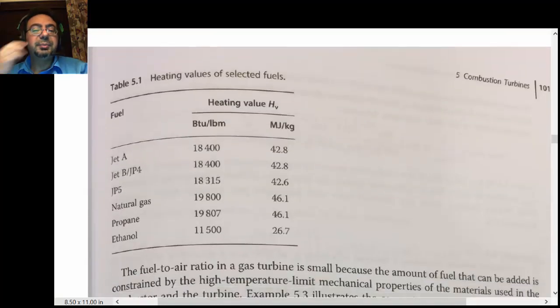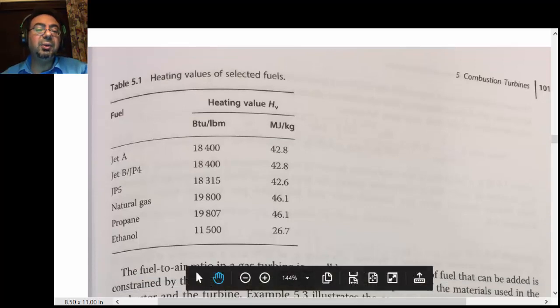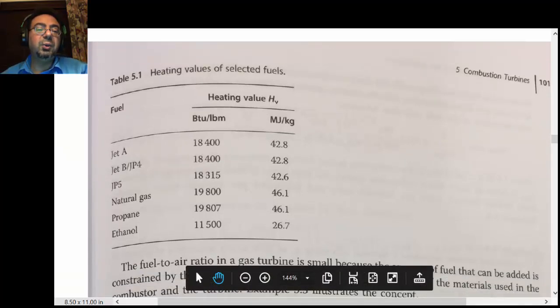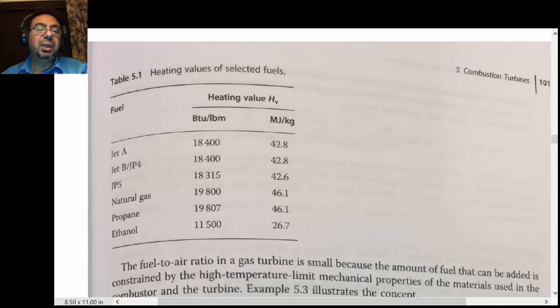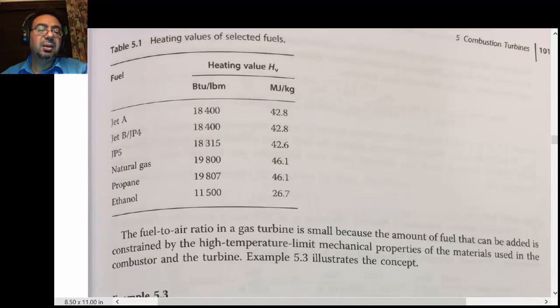So here is a typical heating value for different fuels. Liquid fuel is of the order of 40 megajoule per kilogram. This is the heating value of Jet A, a fuel that military airplanes would use, right? Natural gas is not really 46, but depending on the kind of natural gas, it varies from one place to the other, and I would say it's around 30 actually, right?